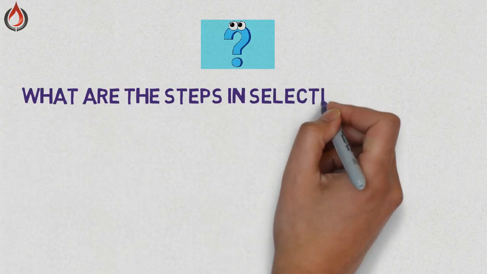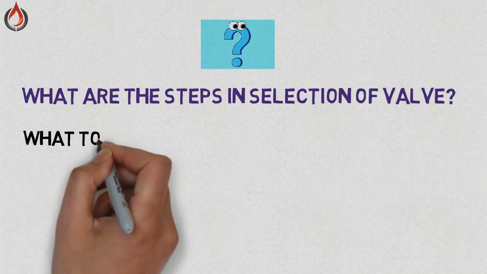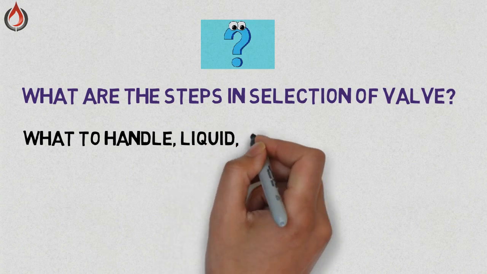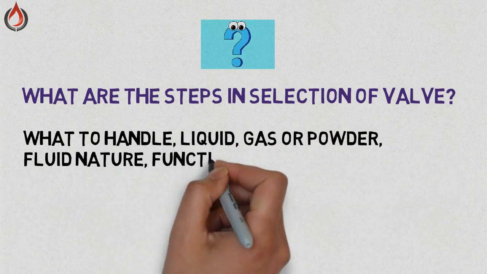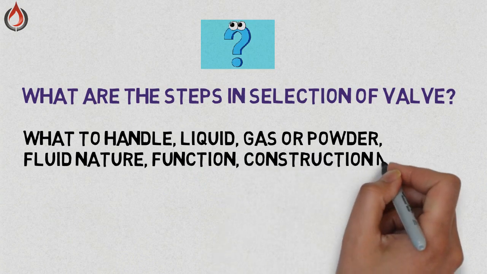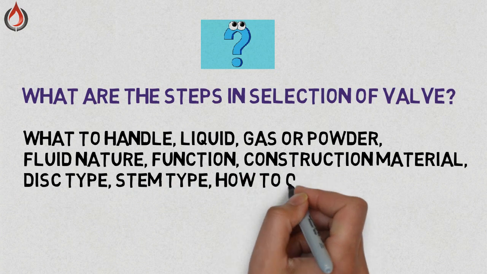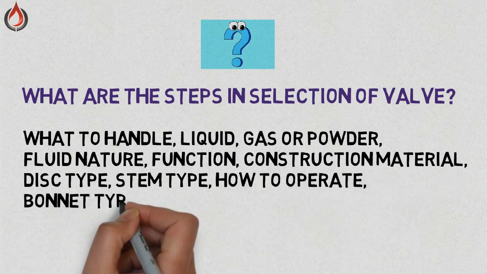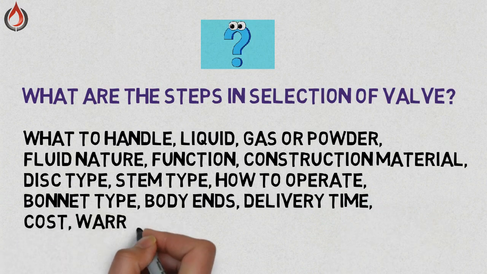What are the steps in selection of valve? What to handle: liquid, gas or powder, fluid nature. Function, construction material, disc type, stem type. How to operate, bonnet type, body ends. Delivery time, cost, warranty.